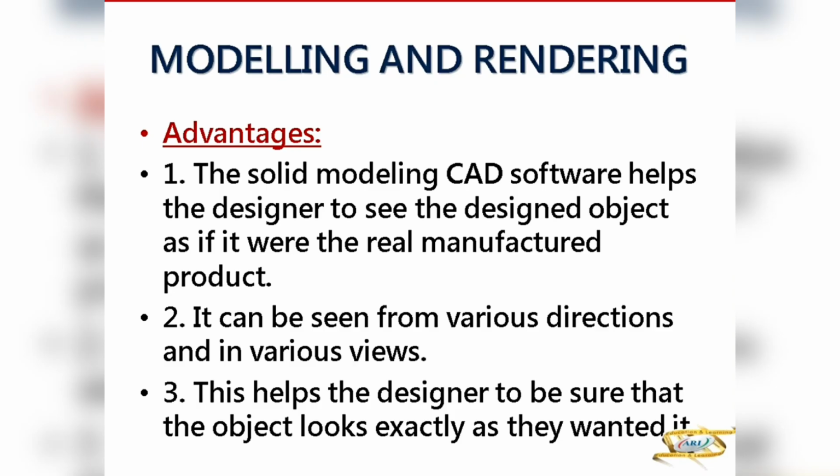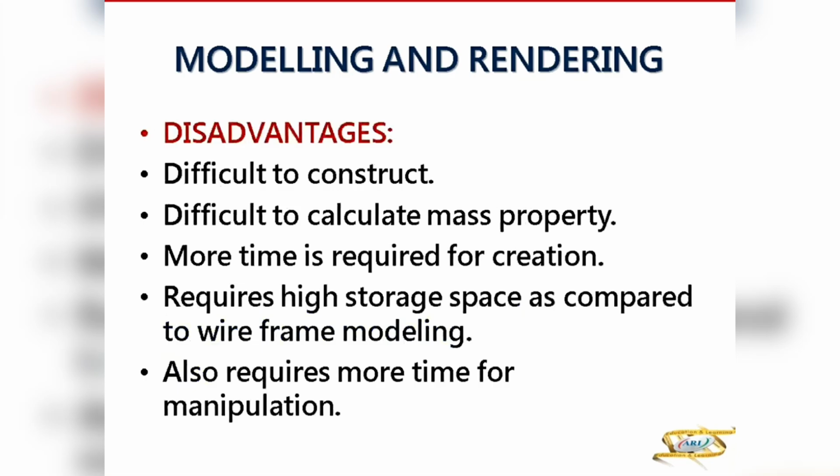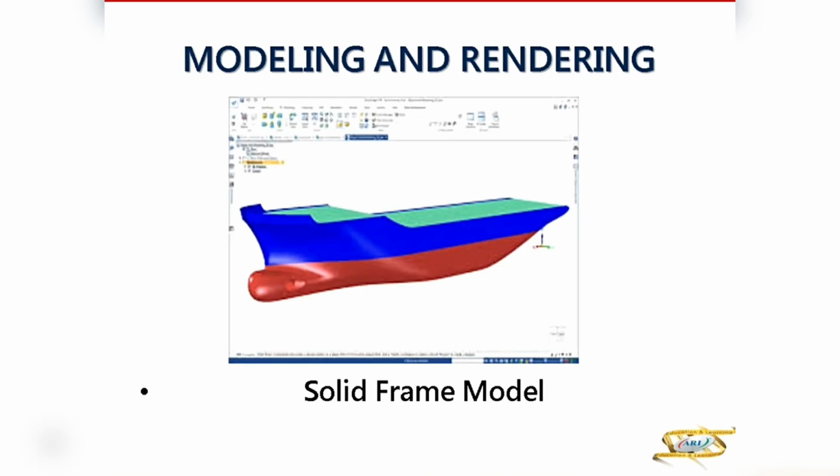And this helps the designer to be sure that the object looks exactly as he wanted it. Plus, it'll give you additional vision. So any changes or flaws can be detected here, and that can be corrected. Now, the disadvantages of solid modeling: it is difficult to construct and difficult to calculate mass properties. More time is required for creation because it's a 3D model. The storage space requirement of solid modeling is much more as compared to wireframe or surface modeling. Thus, you have more time requirement for manipulation. So that is solid modeling.